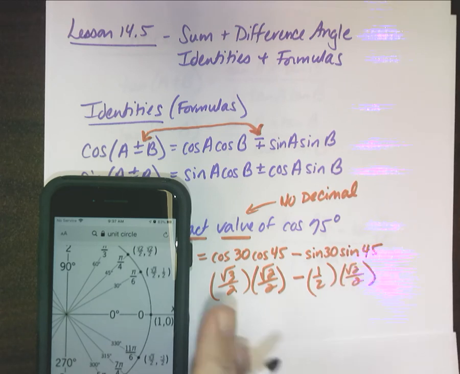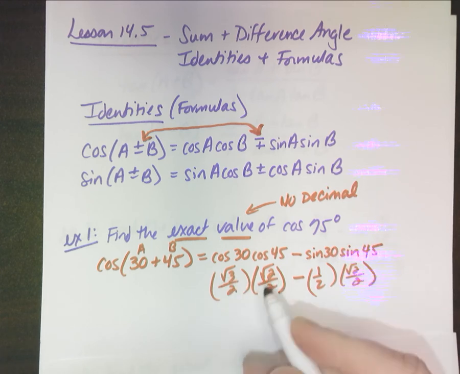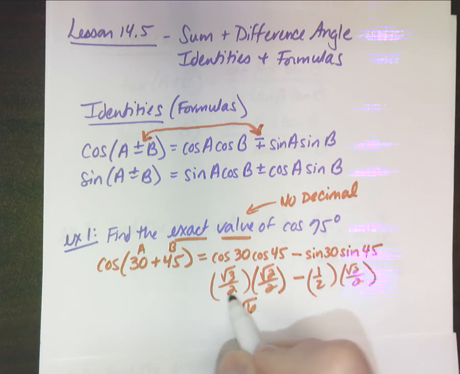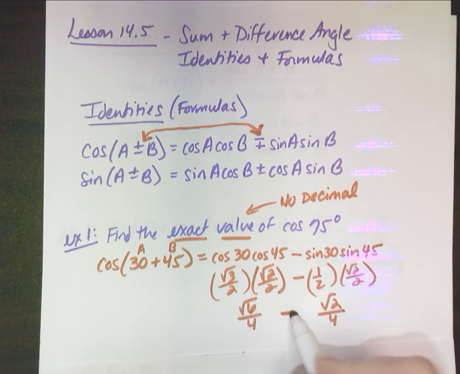And now it's just as simple as putting together a fraction. What do you do when you multiply fractions? You multiply the tops and you multiply the bottoms. Square root of 3 times square root of 2 is square root of 6. 2 times 2, 4. This one, 1 times square root of 2 is square root of 2. 2 times 2 is 4. You're going to subtract them.